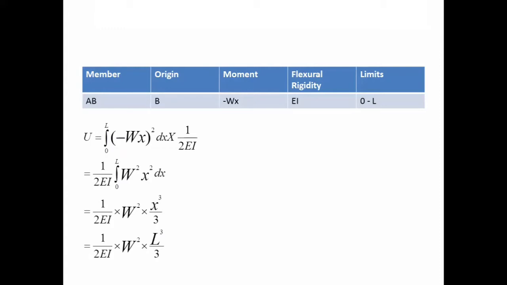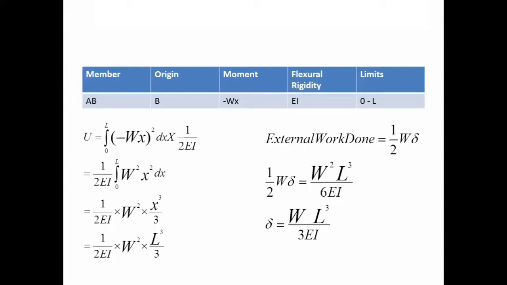Next, due to external load, what is the average work done? It is half W delta. I have now equated this external work done with internal energy, which is strain energy, and after that I have got delta as WL cube upon 3 EI. This is how we can solve a statically determinate beam using the strain energy method.